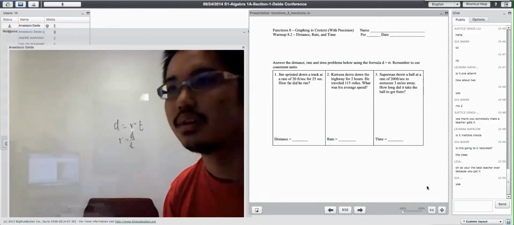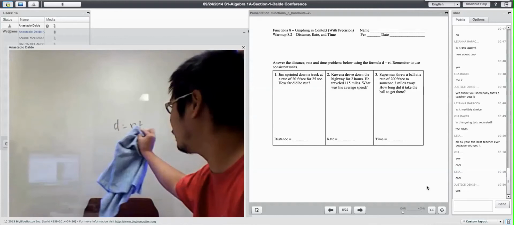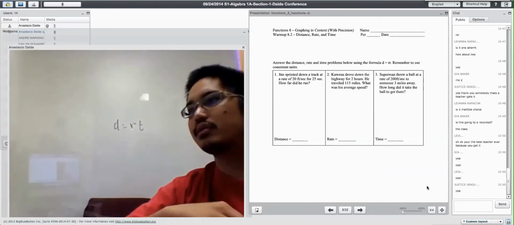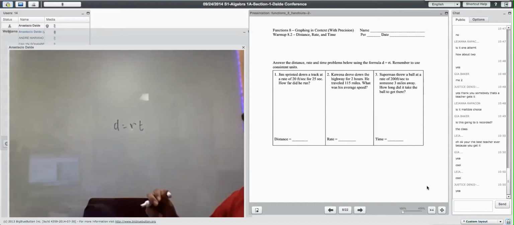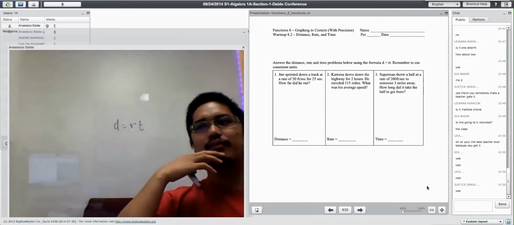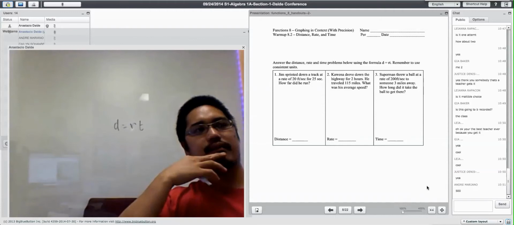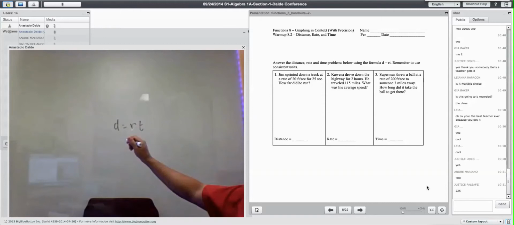I'm not really asking if we're cool because I want to go through this quickly. Jim sprinted down the track at a rate of 20 feet per second for 25 seconds. How far did he run? They're just asking: he went 20 feet per second for 25 seconds. The rate is 20, the time is 25. So you just multiply those two, 20 times 25. Anyone good at that kind of stuff? 500. There we go, so his distance is 500 feet. Cool.